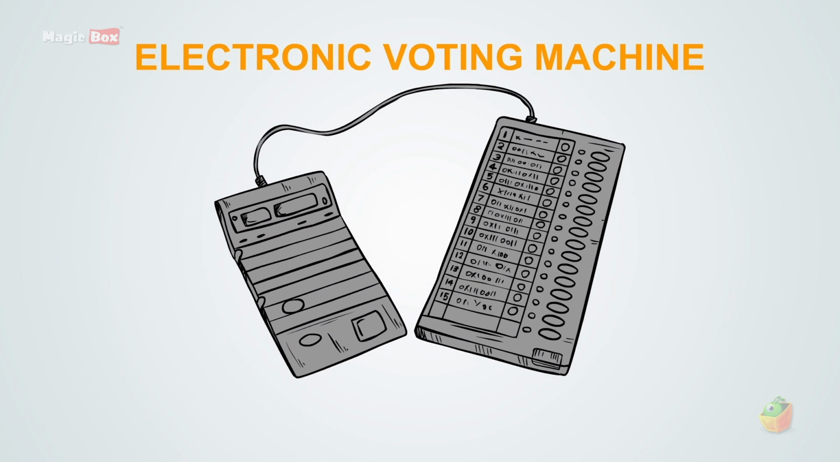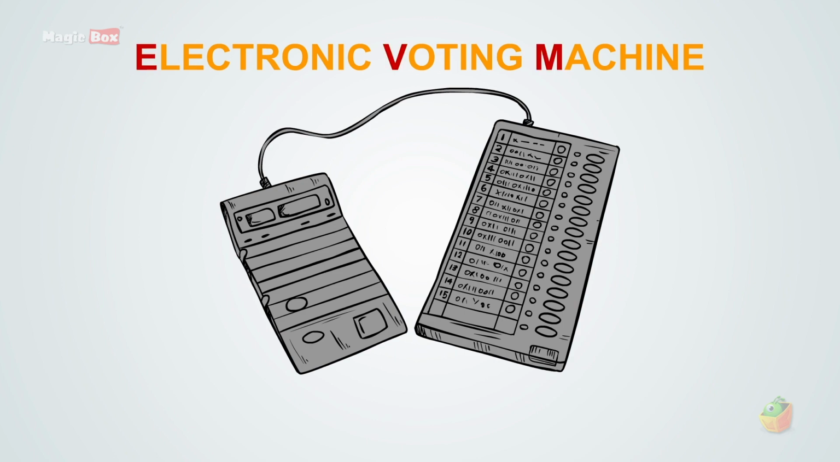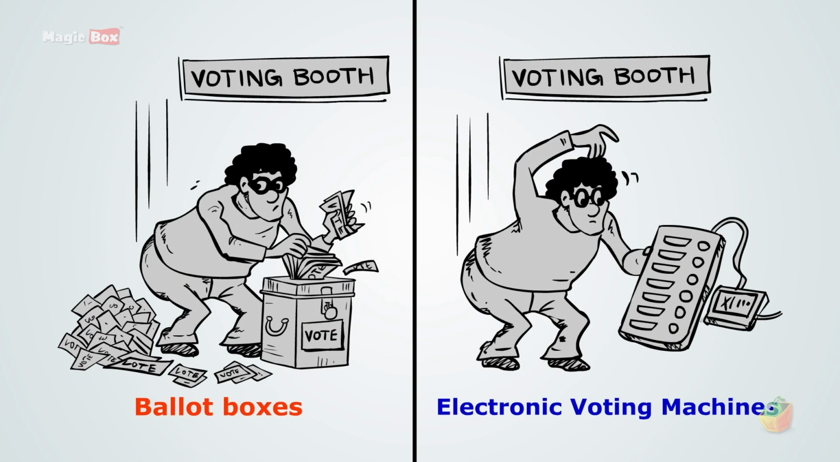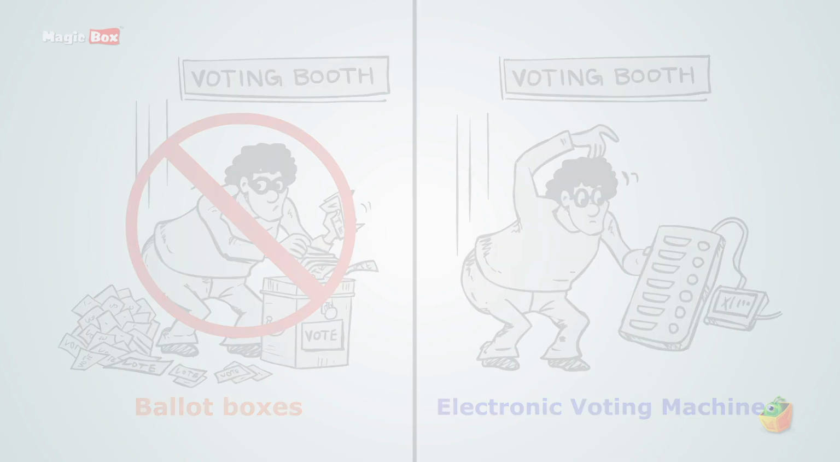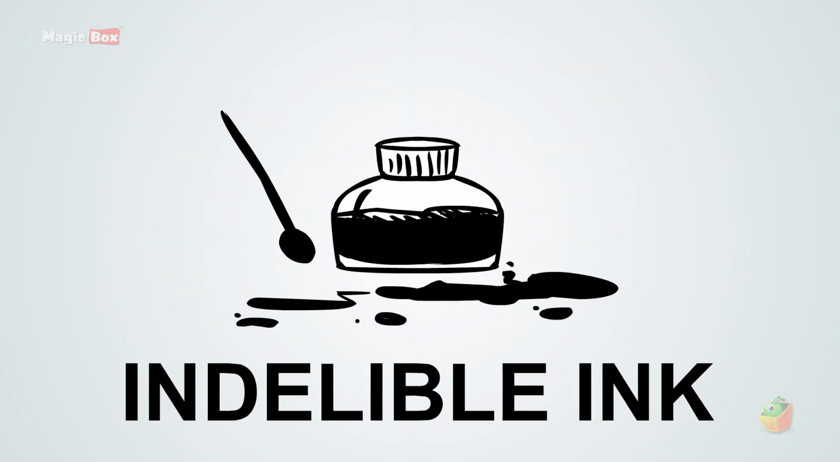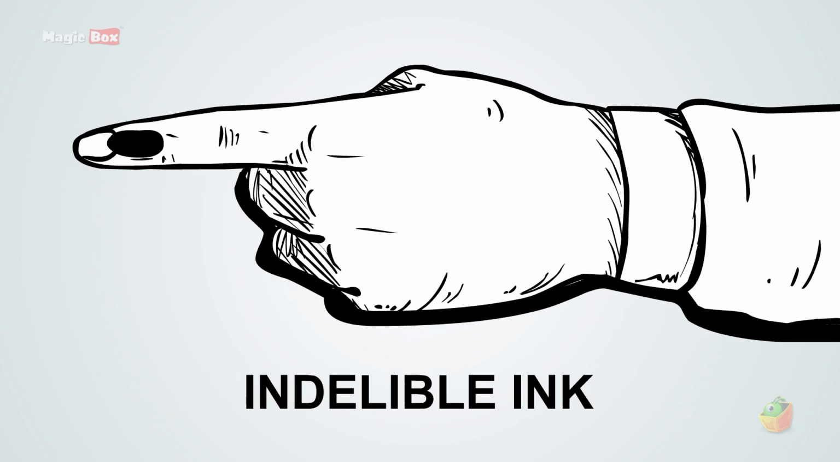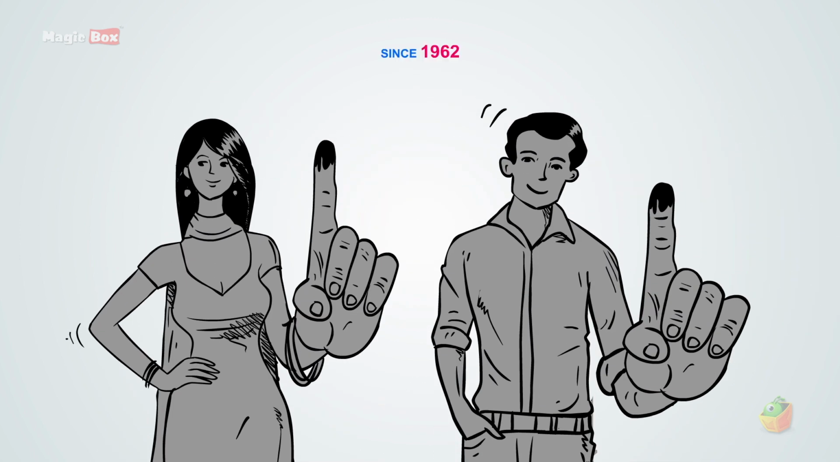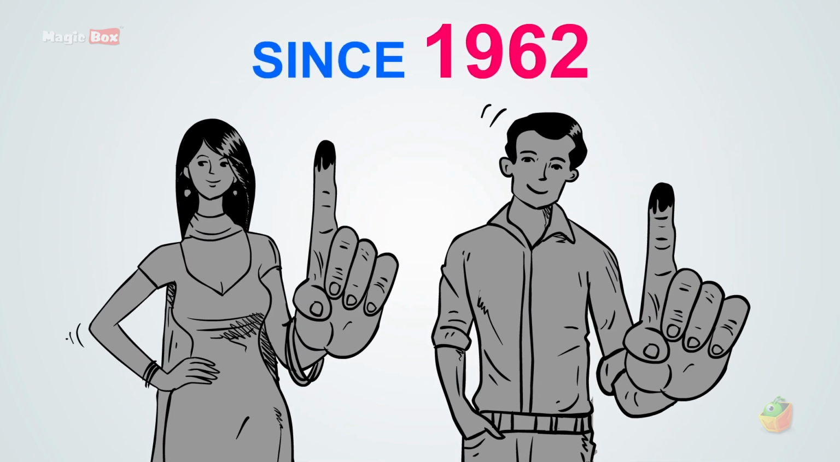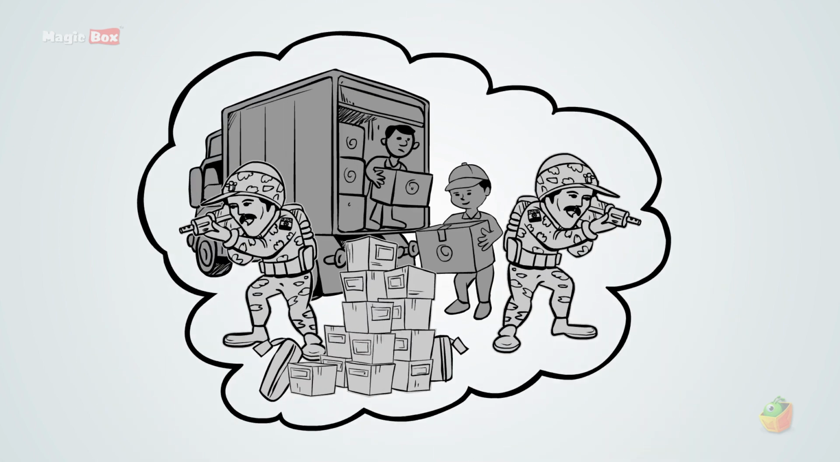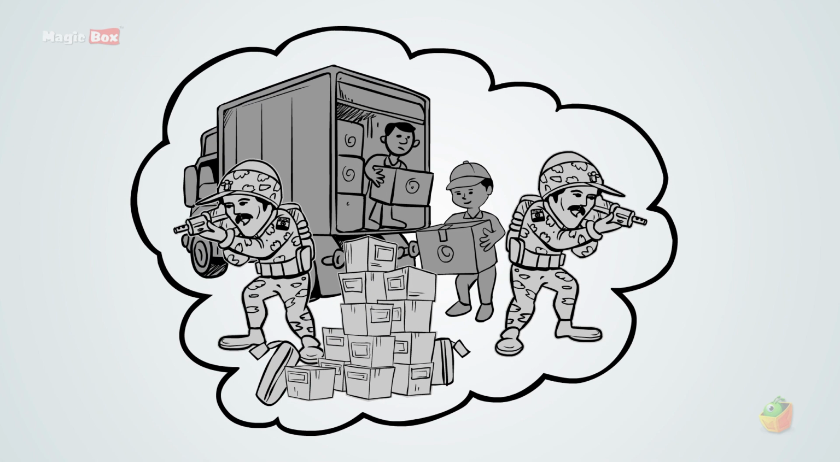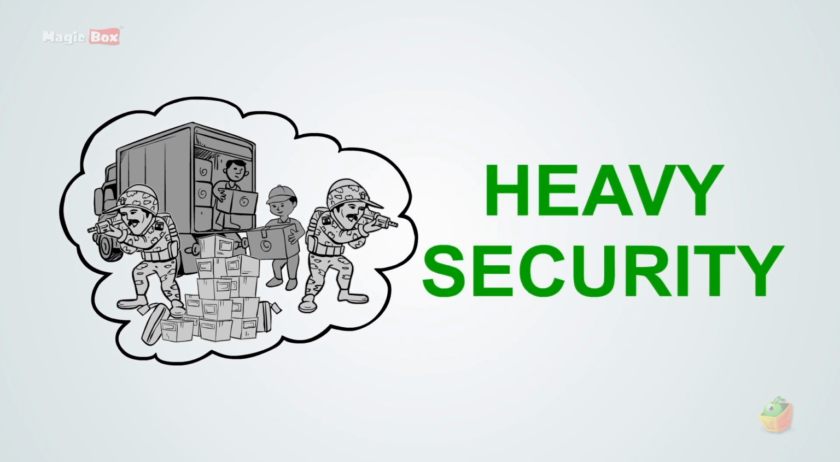Electronic voting machines (EVMs) are being increasingly used instead of ballot boxes to prevent election fraud. An indelible ink is applied usually on the left index finger of the voter as an indicator that the voter has cast his vote. This practice has been followed since the 1962 general elections to prevent a bad vote. After the election day, the electronic voting machines are stored in a strong room under heavy security.